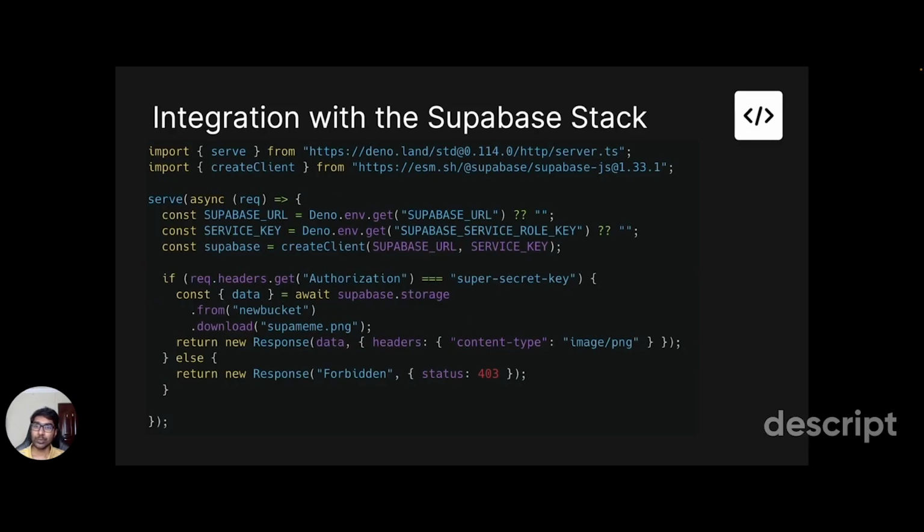And as I mentioned before, using the same JWT or the Supabase service key or anon key, you can interact with Supabase storage. So for example, this function implements its own authorization layer on top of what you get from Supabase storage, and it only downloads an object if it gets the proper authorization header from the client.